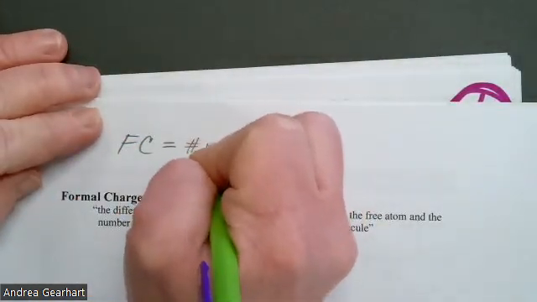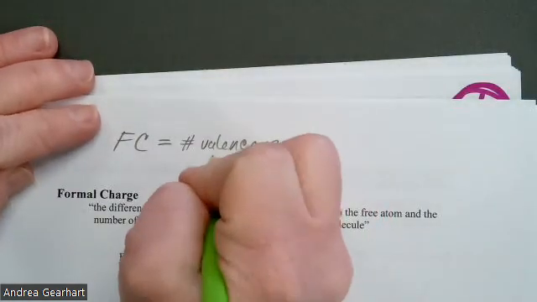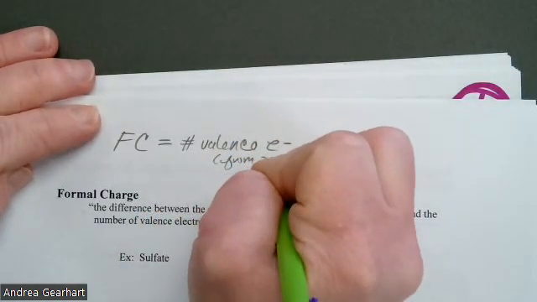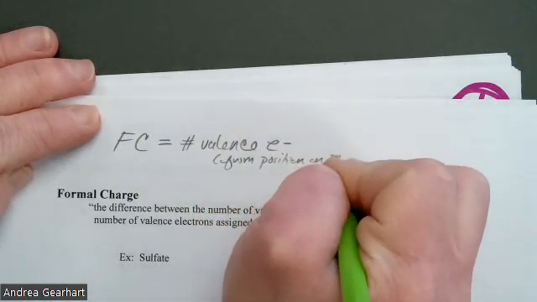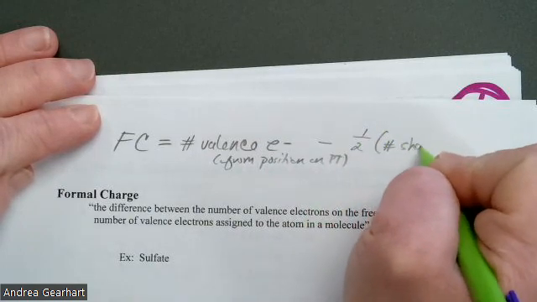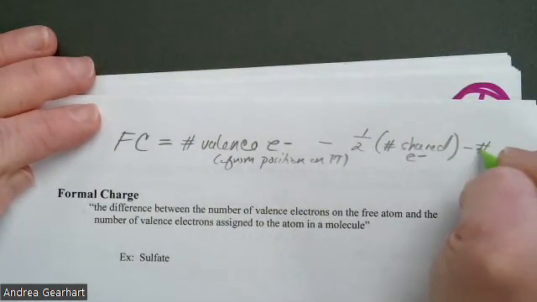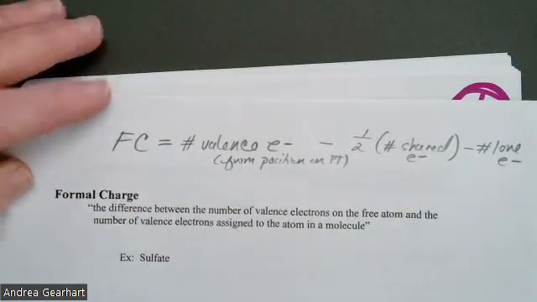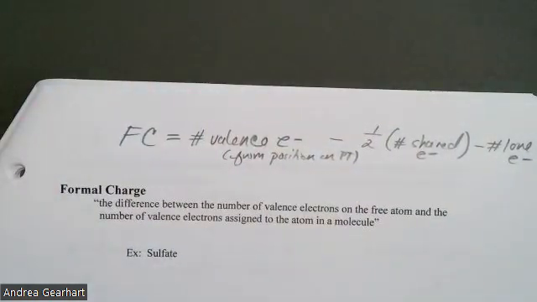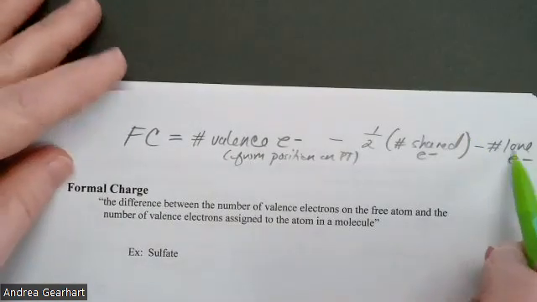is the number of valence electrons that we would assign that element from the periodic table. Minus 1/2 the number of shared electrons minus the number of lone electrons. The number that we would assign from the periodic table, like the number of dots that we would place around that single element, minus 1/2 the number that are shared around that element, minus the lone number of electrons.